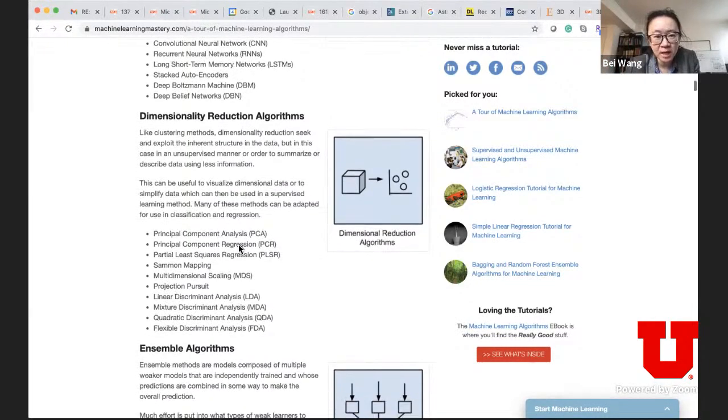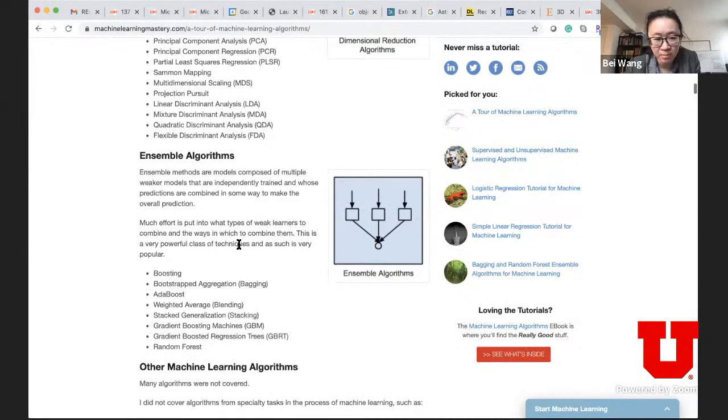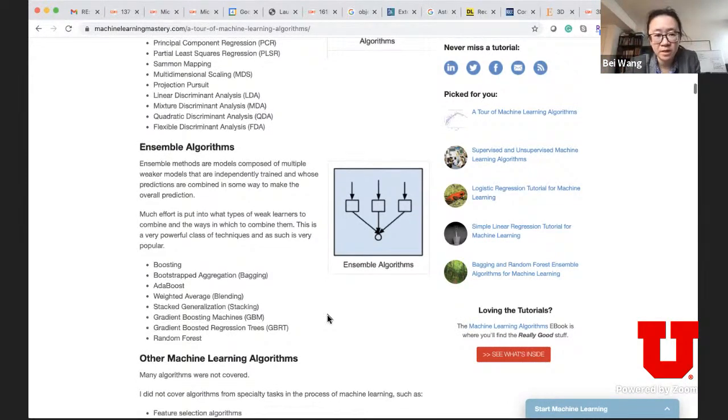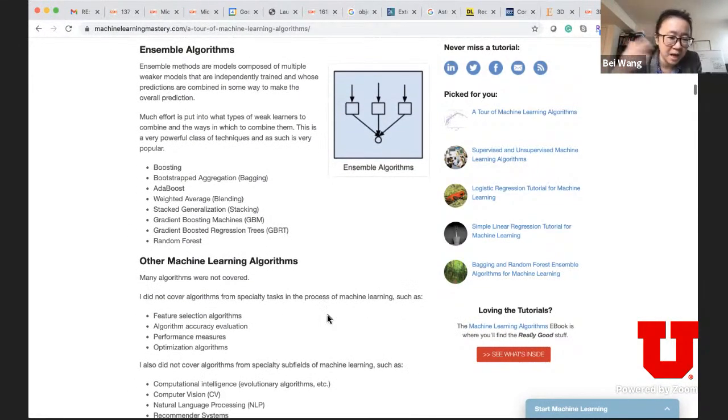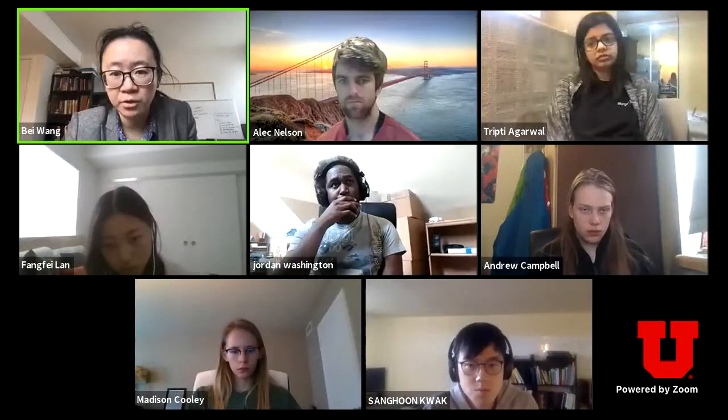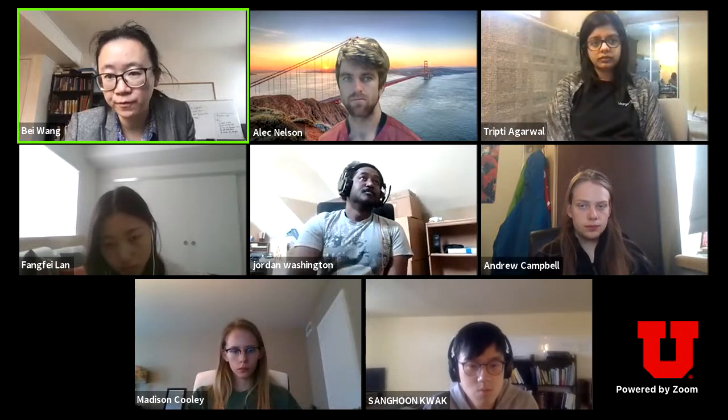All right, so that's dimensionality reduction. And then there's also the ensemble algorithm, which is interesting. Essentially, you can have a machine learning model that is composed of multiple weaker models, and your final prediction combines the predictions of all the weak models together. Random forest is part of this type of model. Of course, there are other machine learning models out there, but this is a good initial classification of the machine learning models you will see in the literature.